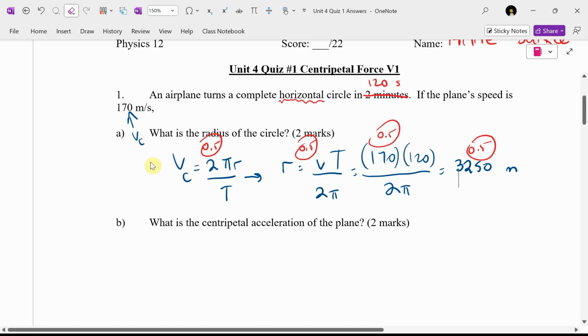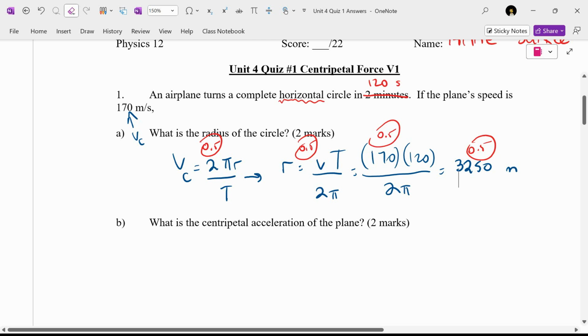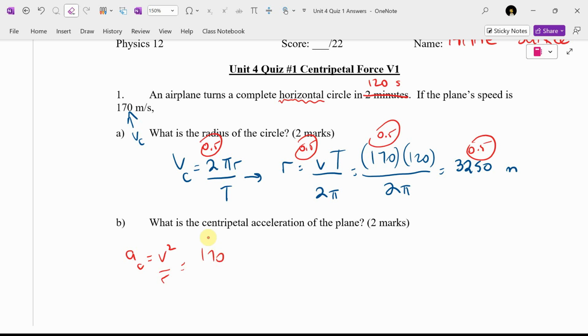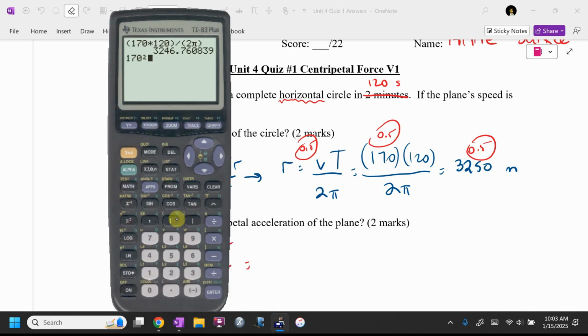What is the centripetal acceleration of the airplane? I could go v squared over r since I have v sitting on my calculator, and if I was confident that I had done this question right, I would go, oh no, they gave me v, didn't they? You know what? Yeah, I could just do that. Well, no matter what, I have to use the radius. I could go v squared over r, or I could go 4 pi squared r over T squared. I chose to go v squared over r. So it was going to be 170 squared over, and I just wrote my answer button is what I'm going to do. 170 squared divided by answer button.